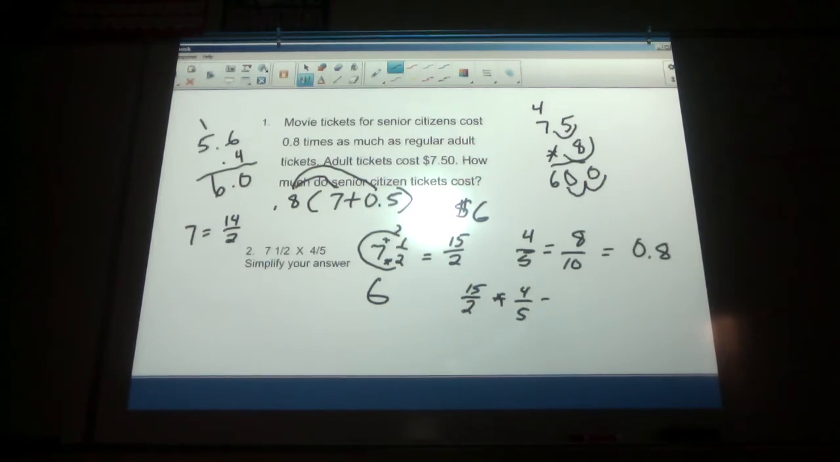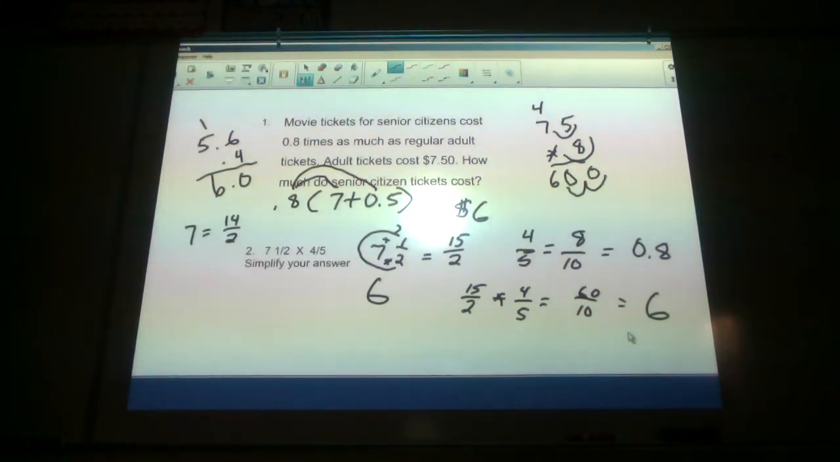15 halves, and we multiply that by 4/5. Now yesterday we said we could either multiply and then simplify. I shouldn't say yesterday, 2 days ago because we dropped yesterday. And that gives us 60 over 10. And then we can just divide 60 divided by 10, and we get that same answer of 6.